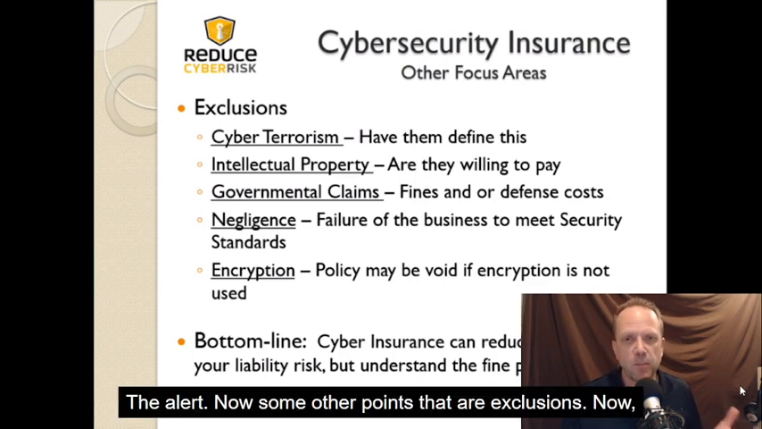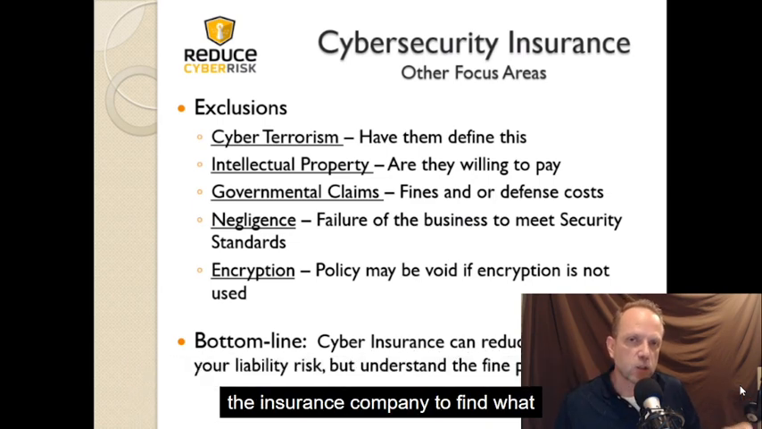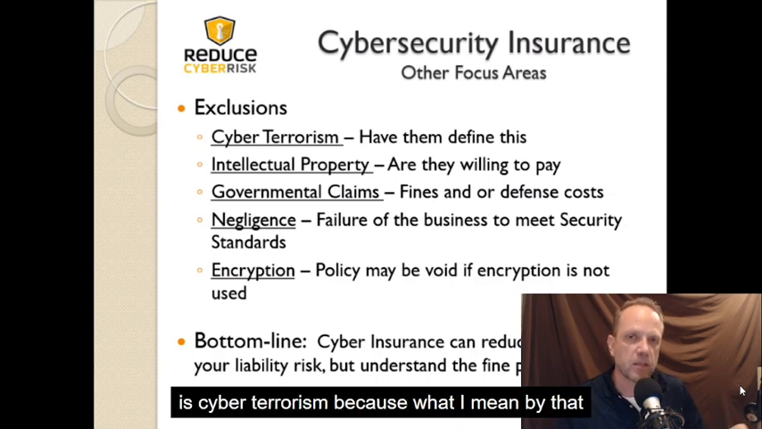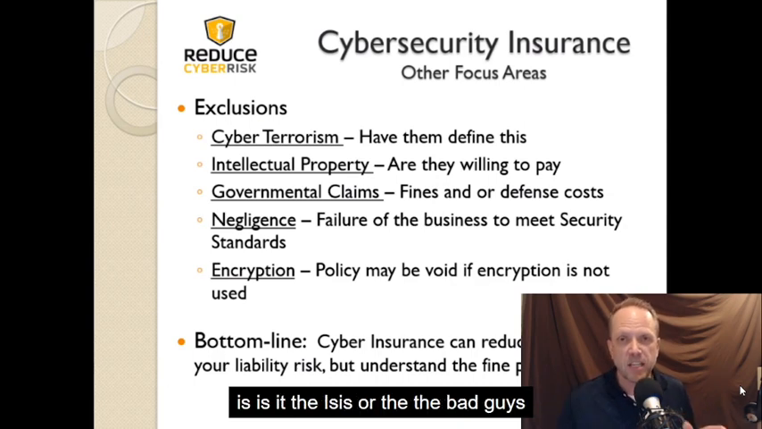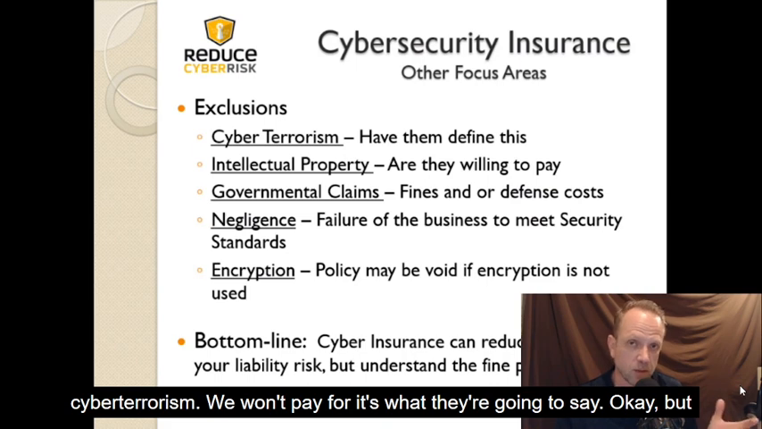So some other points that are exclusions. Now, these are the gotchas. First one is cyber terrorism. Have the insurance company define what is cyber terrorism. Because is it ISIS or the bad guys, Al Qaeda or somebody like that that's hacking into your system? That's considered cyber terrorism. We won't pay for it. Is what they're going to say.